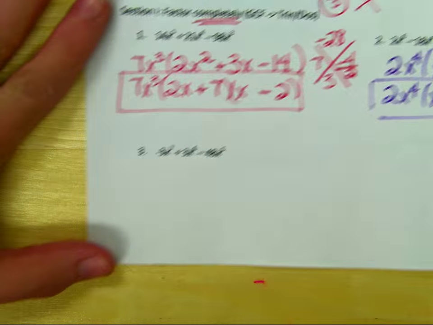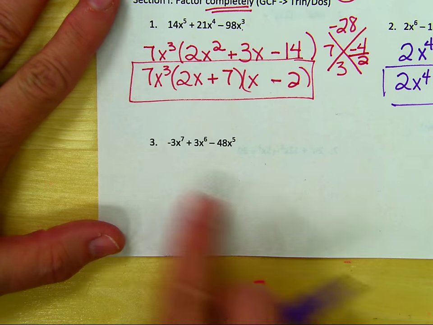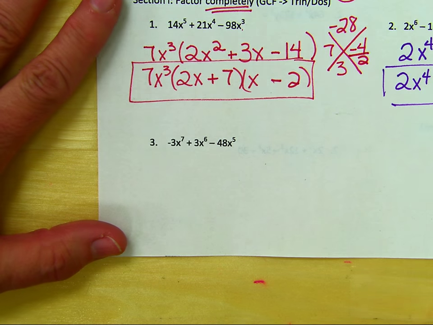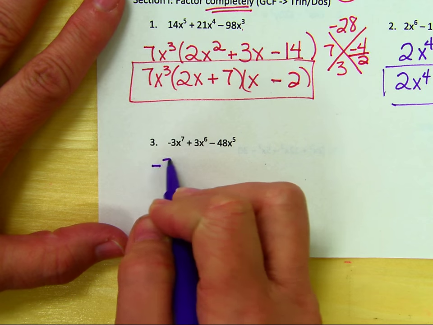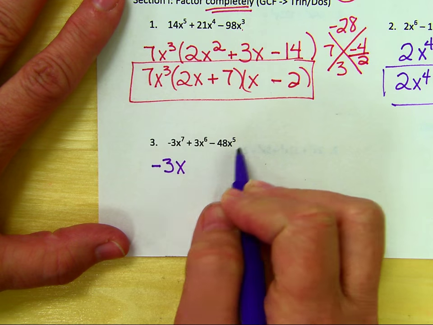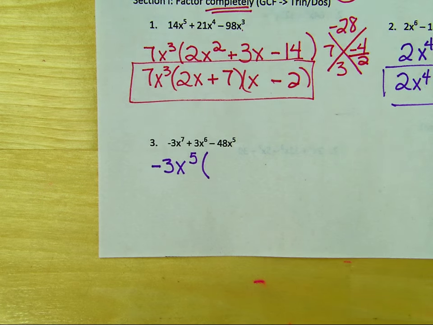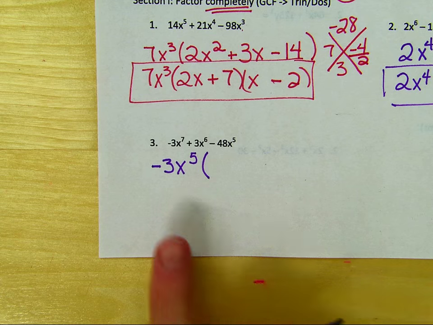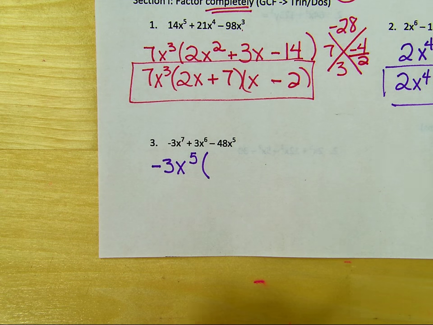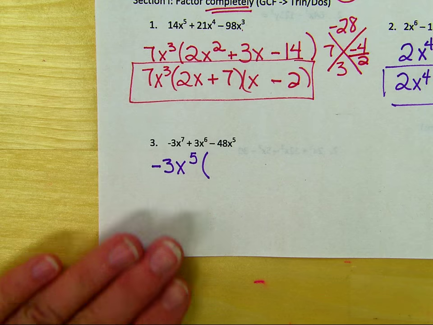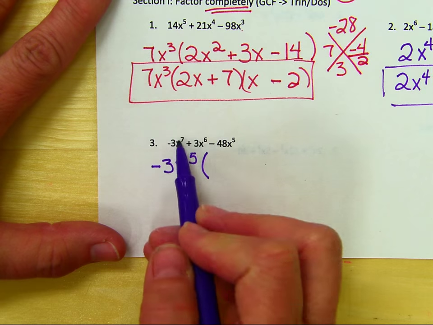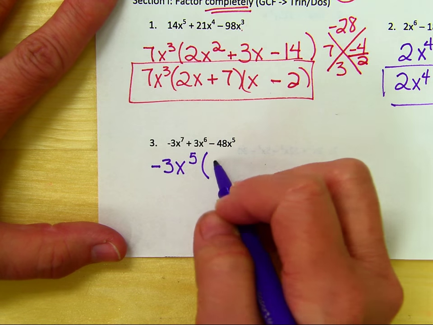All right, let's look at this last one on the front. Greatest common factor first. It's going to be negative 3x to the 5th. Okay. Remember, every time you pull a factor of the negative out to the front, it's going to change every sign inside the parentheses. So here, when we divide, we're going to have x squared.